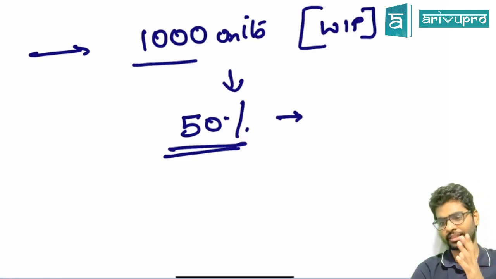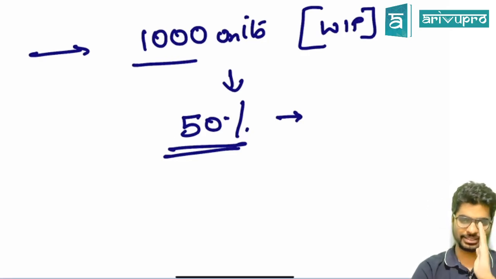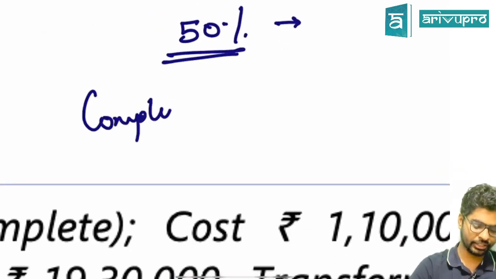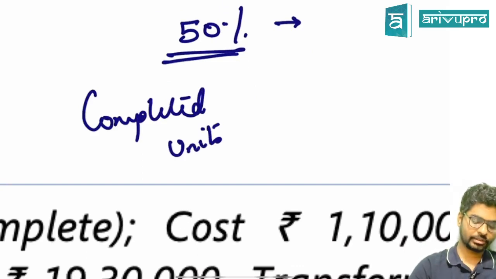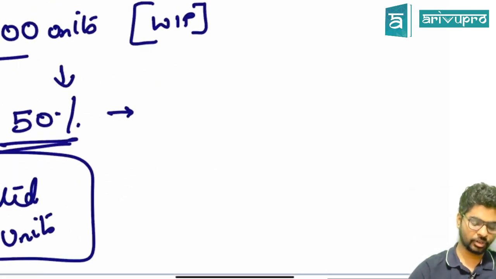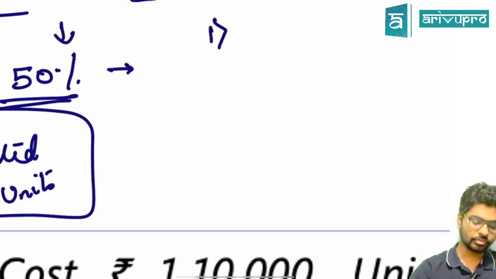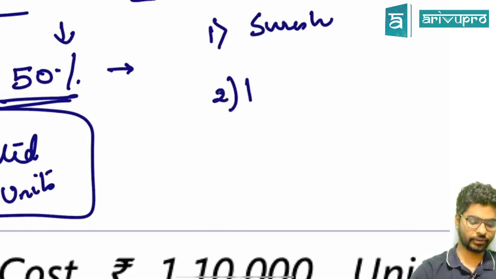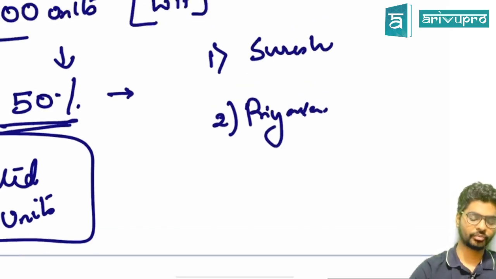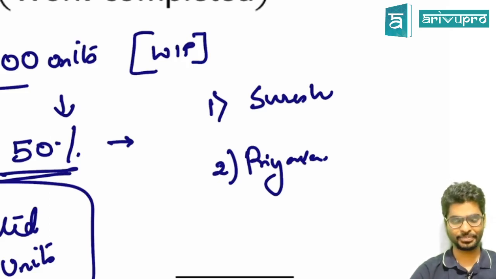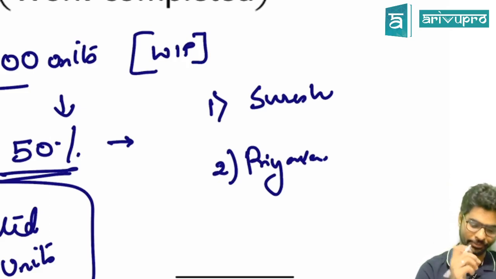Can I say that, boss, see here, the work in progress is 50%, I agree. But if I have to try finding out the completed units, okay, let me take an example of this. There is one side Suresh, another side Priyanka, who are given a competition. What's the competition? Competition is to drink water.